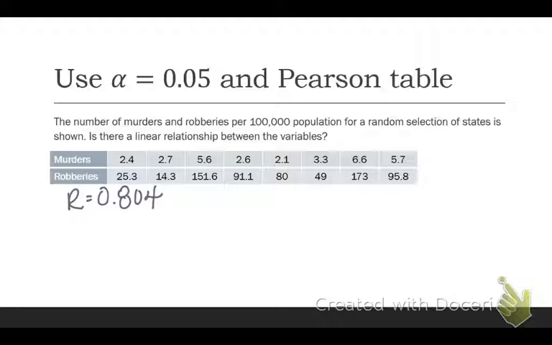So first things first, my null hypothesis and my alternative hypothesis are going to be all the same as what I had before, not 1, but 0. And now I'm going to go to my Pearson table and find my critical value.